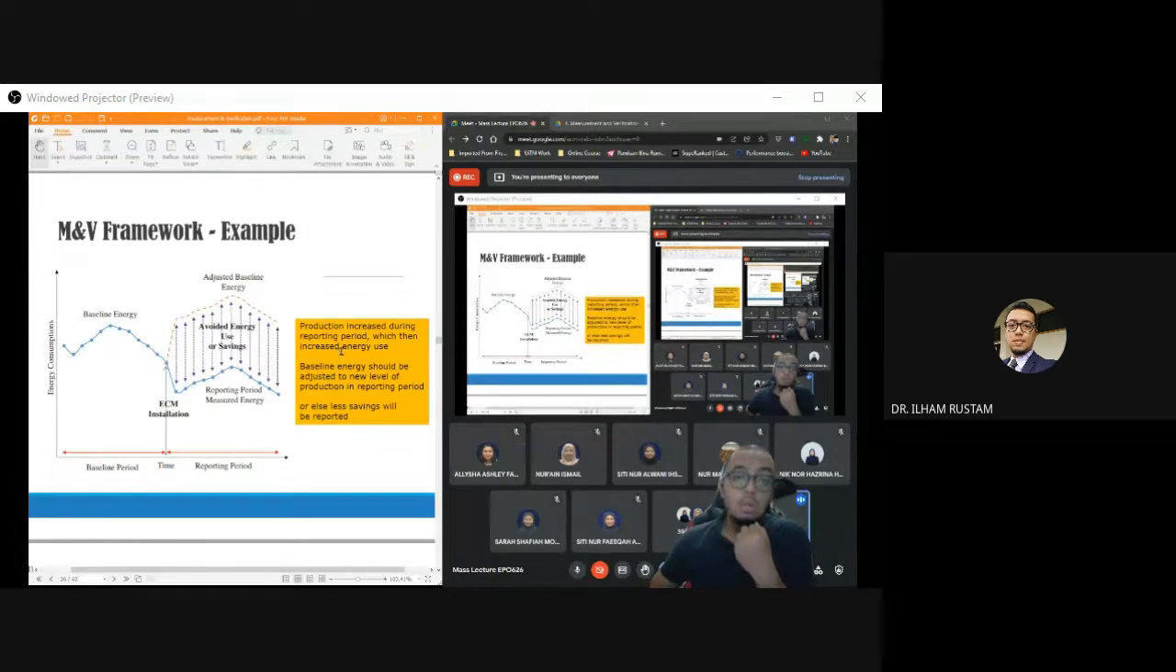So what you need to do to reflect the actual saving, the baseline energy should also be adjusted to the same area, because baseline energy is when normal operation, but apparently for this reporting period production increased. So you cannot compare apple to apple, you cannot compare directly literally, because the data is not operating at the same mean value, average value. So some adjustment is made where the baseline is adjusted to a new level, and then you can compare it apple to apple to get the actual energy saving for that period. Okay.